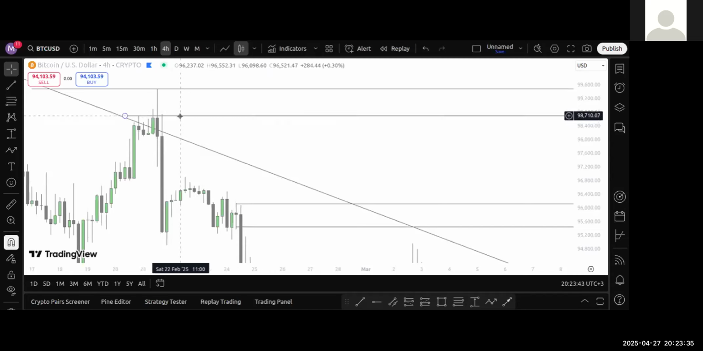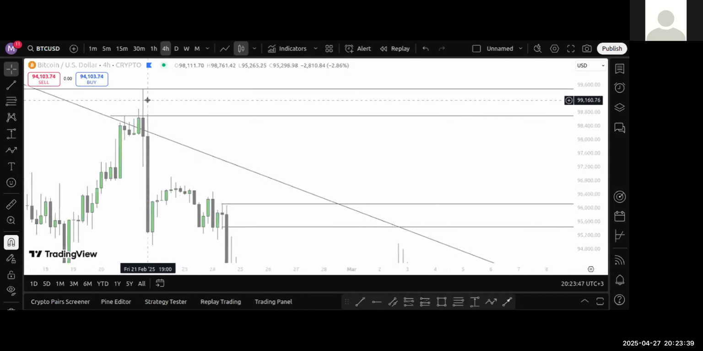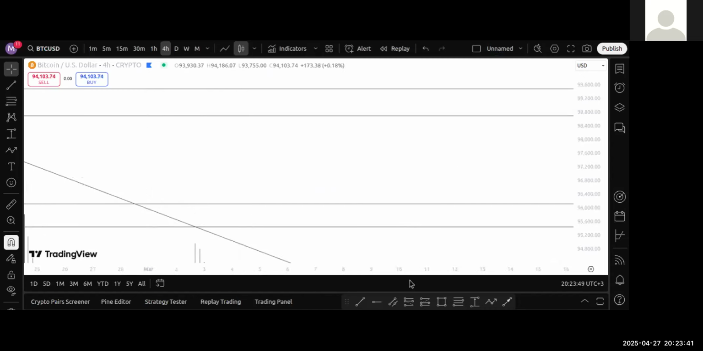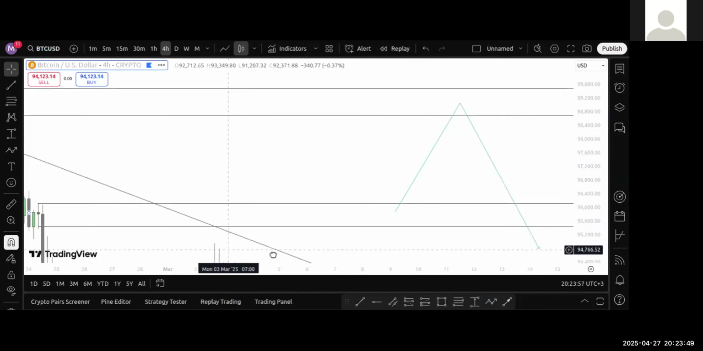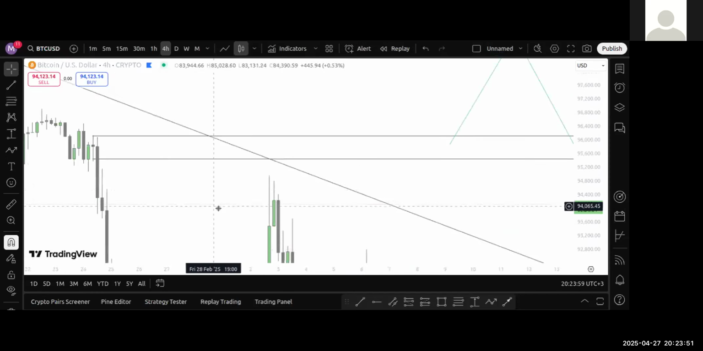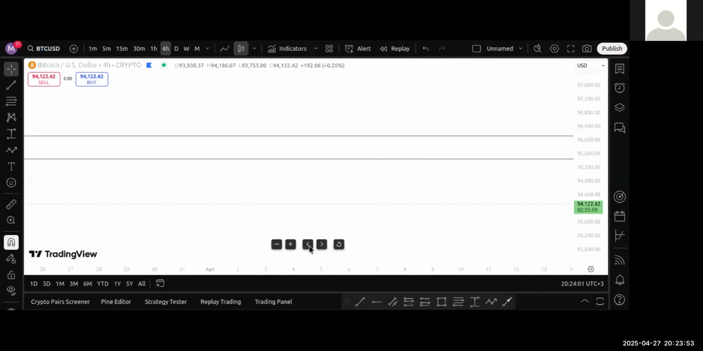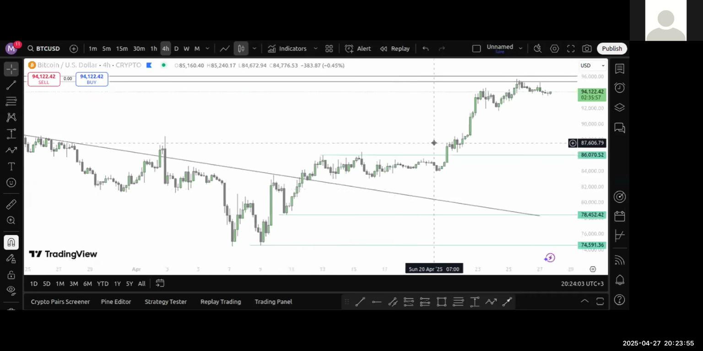There's a lot of liquidity that was lying up over here. So I want to see price go. If it breaks this zone, it will go up here. Then we drop like that. So right now, this is where we are.